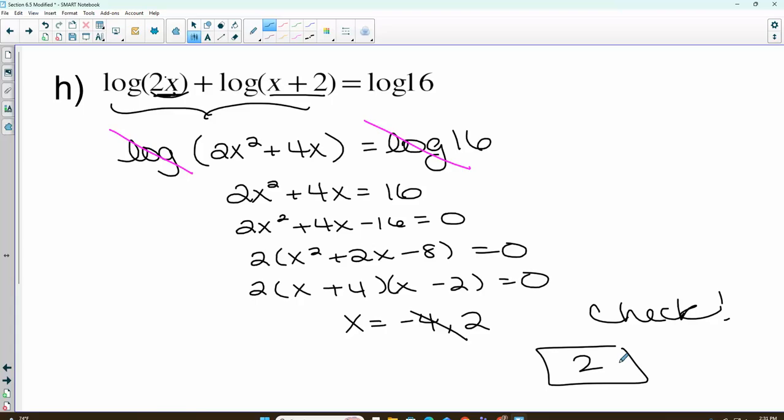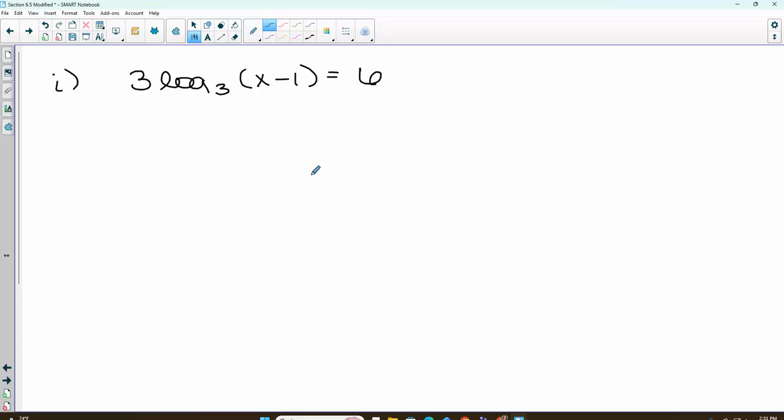All right, I want to put just 2 more slides up here, really fast, okay? We did problems that had multiple logs. What if I just had one log in the problem? So I need to move this 3 in front. We have 2 options. I could turn it into an exponent, but what else could I do this time? Just divide, since I only have a log on one side.